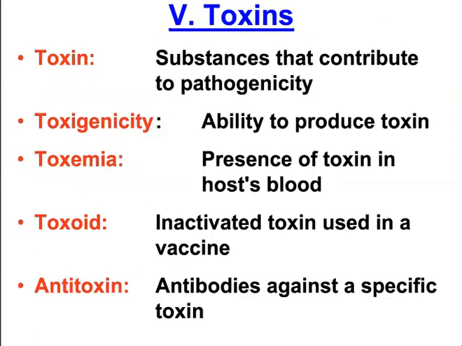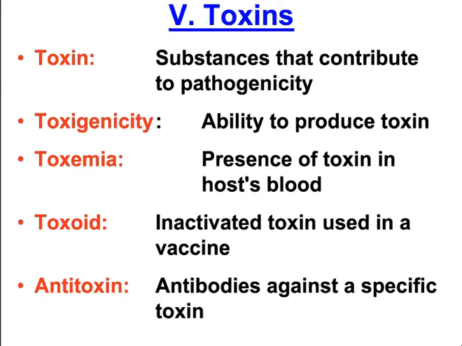Okay, what else? So aside from the fact that they can produce enzymes, production of toxins are also able, no, to cause organisms to damage host tissues. Okay. So to begin with, toxins, these are substances that contribute to pathogenicity. These are poison. Okay. So these are chemical substances produced by the organisms that are damaging to the host cells. Now, toxigenicity is the ability to produce toxins.